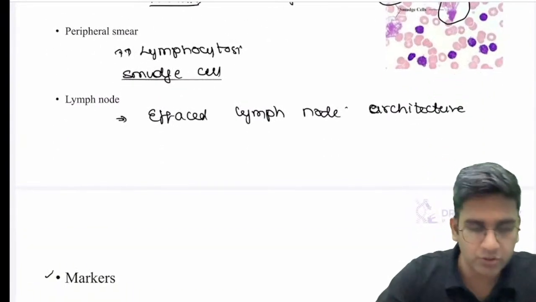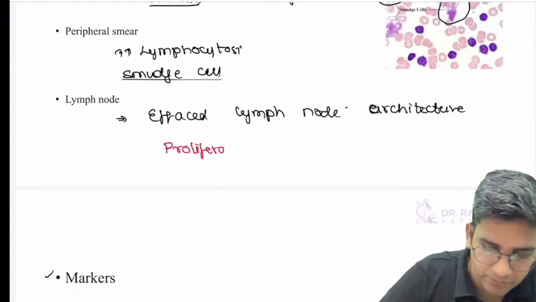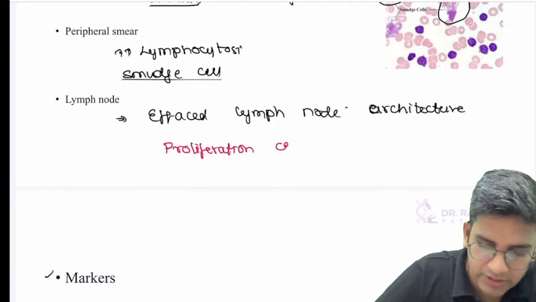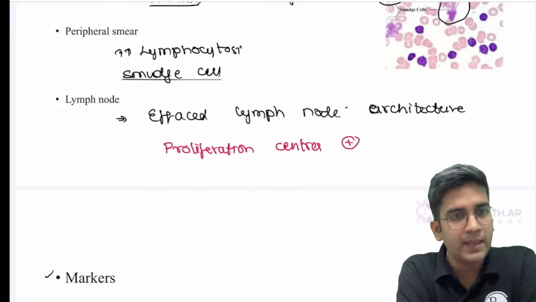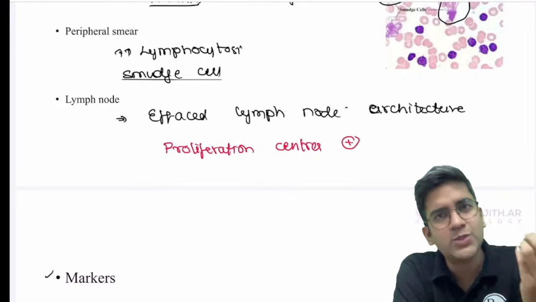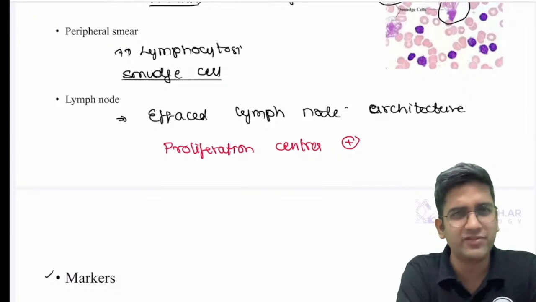Fine. In addition to this, there's a finding in microscopy called proliferation centers. Proliferation centers will be present in case of a lymph node biopsy if it's CLL or SLL. Proliferation centers are nothing but the place where the tumor cells originate in a lymph node. We call them proliferation centers. Just a word is enough, fine.